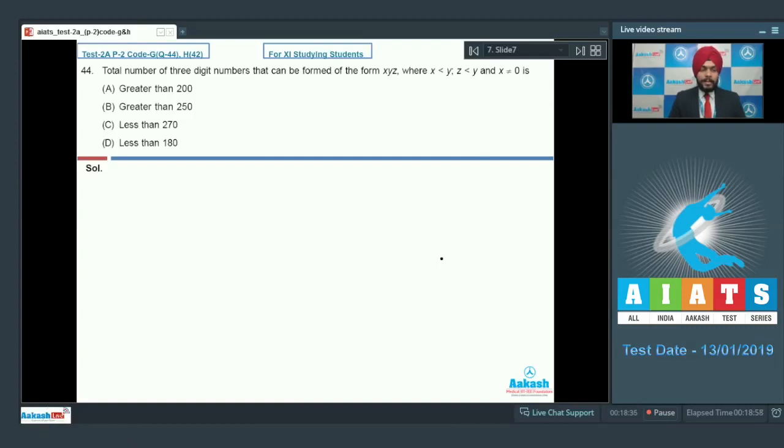Question number 44. It says that the total number of three-digit numbers that can be formed of the form XYZ, where X is strictly less than Y and Z is strictly less than Y, and X not equal to 0. That is obvious because if X goes 0, it will be a two-digit number. Very simple question based on PNC. Let us start by the maximum value of Y. If Y is equal to 9, X 9Z. X has 8 options and Z has 9 options.